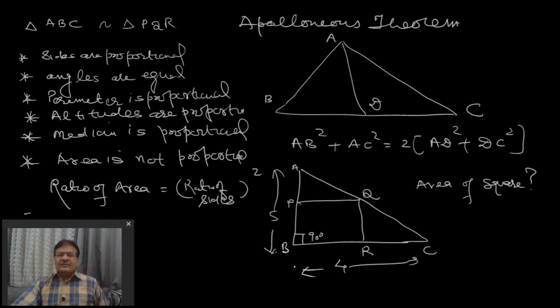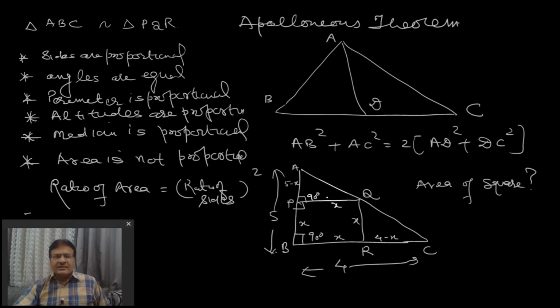Now how to solve this problem with the help of similar triangle concepts. See this, this angle is 90 degrees, as it is a square, I already told you. So this would be again 90 degrees. Suppose the side of the square is x. If the whole height is 5, this one is x, then the remaining is 5 minus x. Similarly, this is x, and this complete side is 4, so this would be 4 minus x.